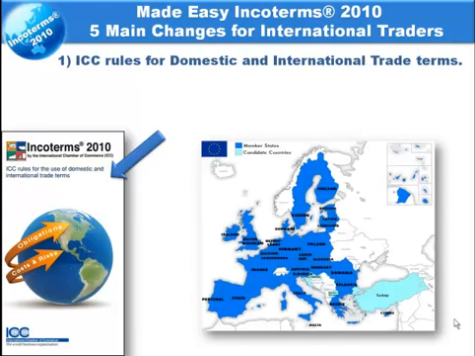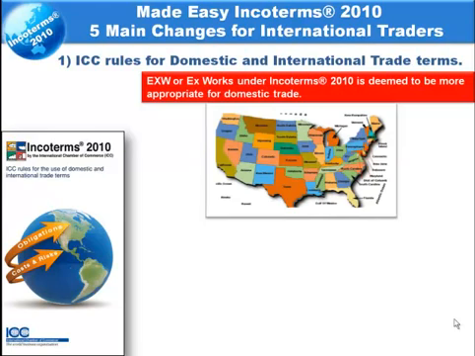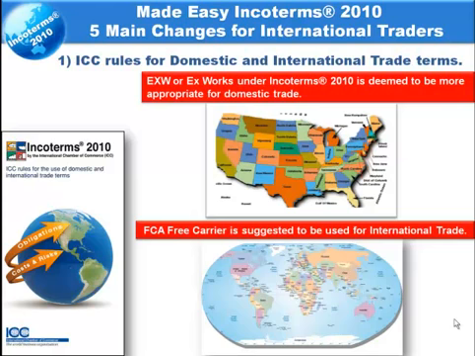Domestic trade also covers transactions within a trading community or trading bloc, such as the European Union, the EU, where customs borders between member countries do not exist. Ex-works, EXW, under Incoterms 2010 is deemed to be more appropriate for domestic trade, while FCA, free carrier, is suggested to be used for international trade.